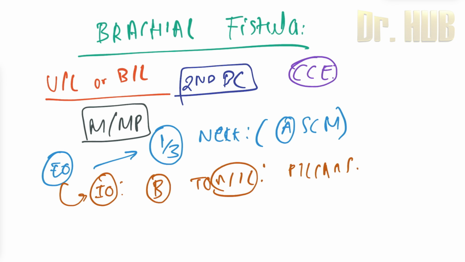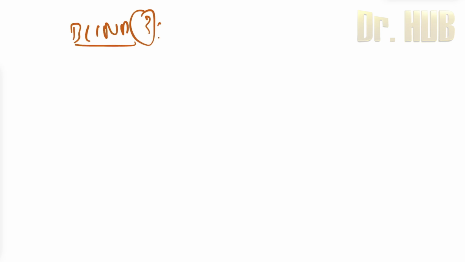So in case the internal aspect ends blindly, it's a branchial sinus. So the internal aspect, it ends blindly. So then it is known as the branchial sinus.